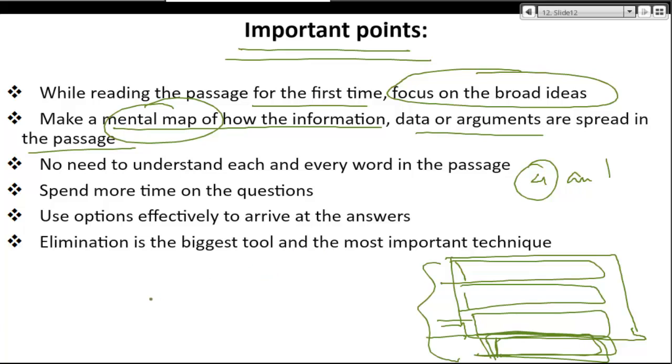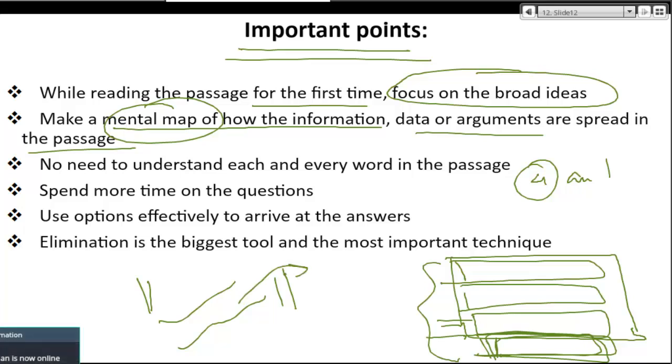If you want to go to your friend's place, there is no need for you to know every tree and square that is on your way. You have to simply know the broader map, and the broader map will take you to his place. Same is the case with reading. You should know the broader map. No need to understand each and every word in the passage.